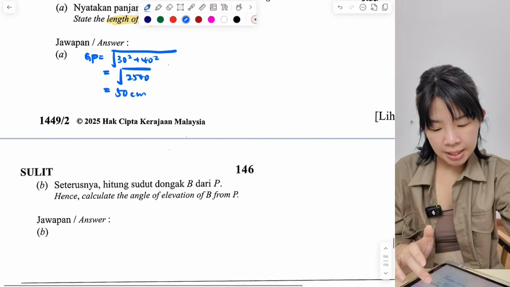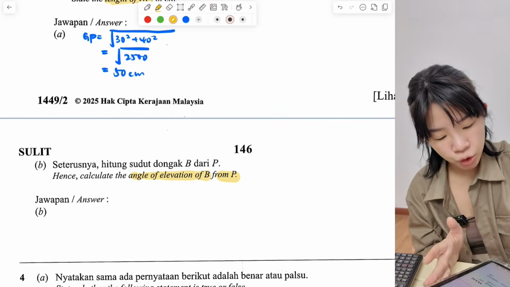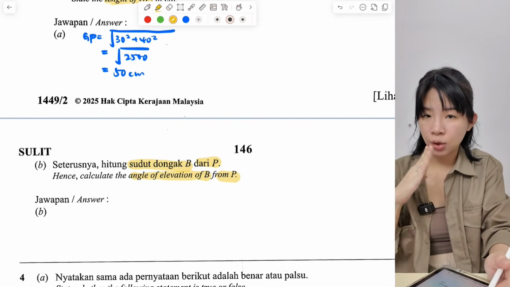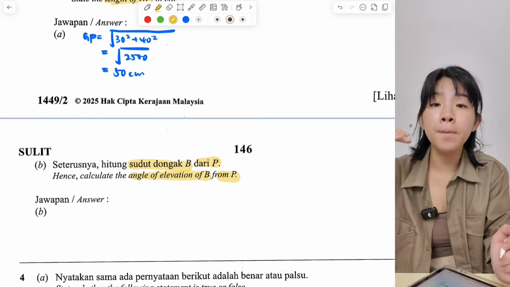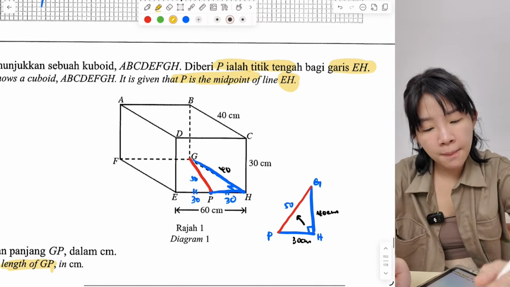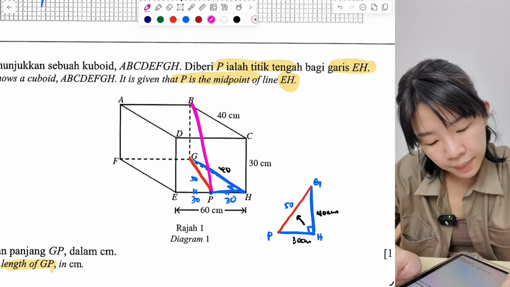Okay, then part B. Hence calculate angle of elevation of B from P. Sudut dongak B dari P. Angle of elevation, sudut dongak, means the angle that you look up. Okay, from P to B. Let's see, where is it? Okay, from P, go to B. Where will be the angle?